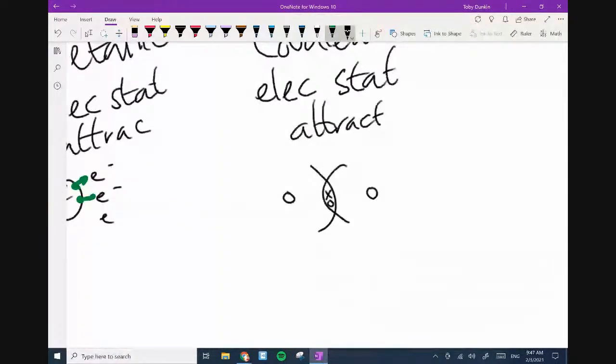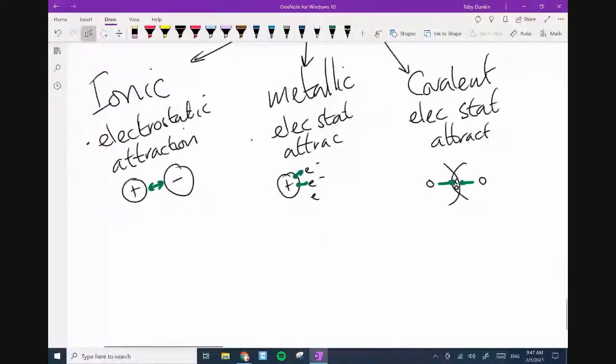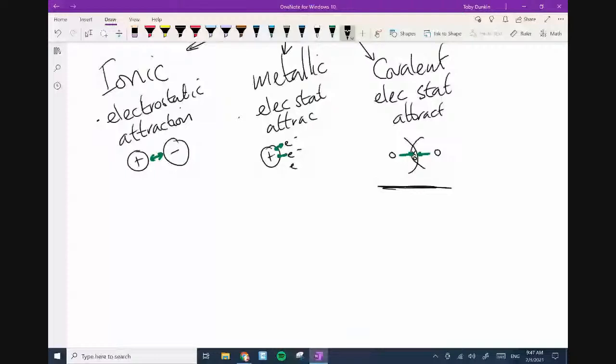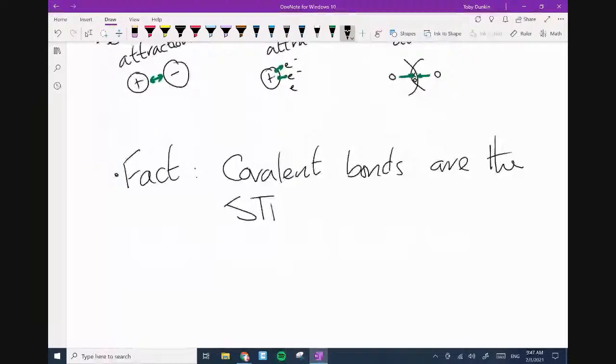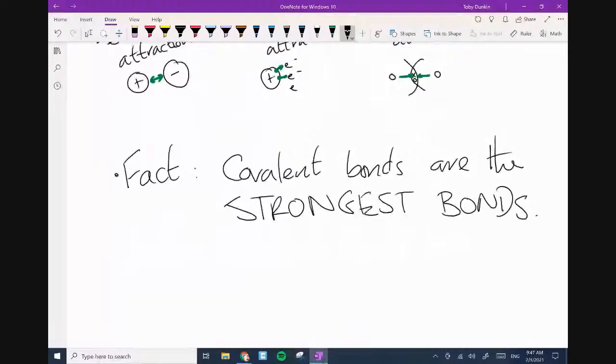Now, just to tell you that these ones here are the strongest ones. This is an important fact. Covalent bonds are the strongest of all the bonds. Now, it's actually a bit more complicated than that. In reality, different bonds have different strengths. Covalent bond strength depends on its length.